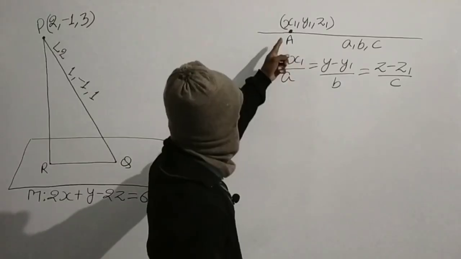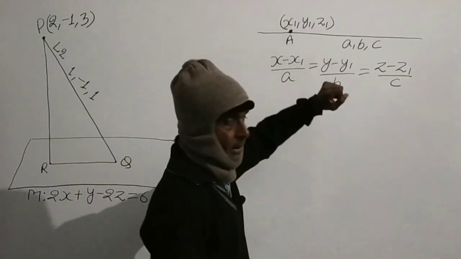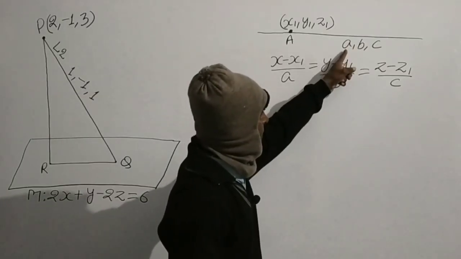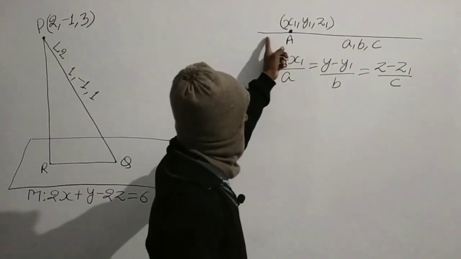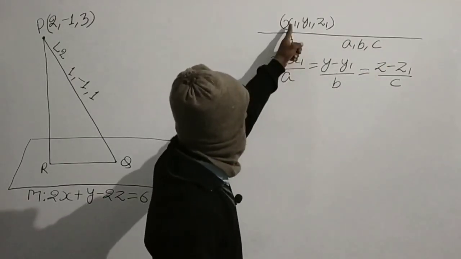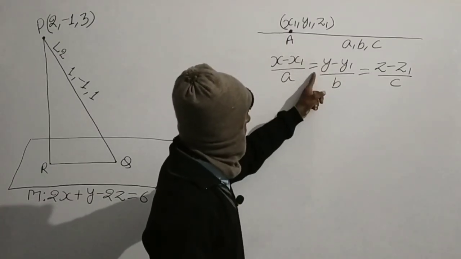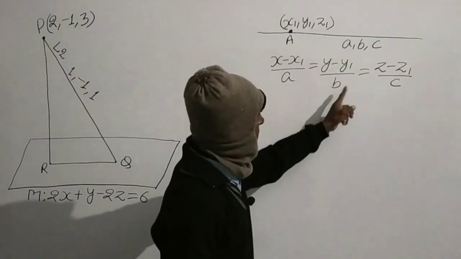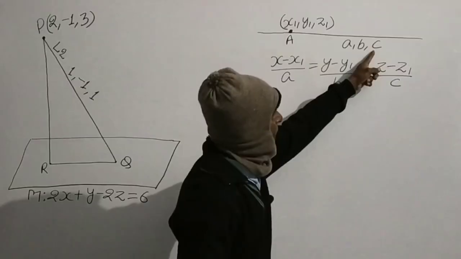If a line passes through the point x1, y1, z1 and direction ratio of this line be a, b, c, then equation of this line will be (x minus x1) by a is equal to (y minus y1) by b is equal to (z minus z1) by c.